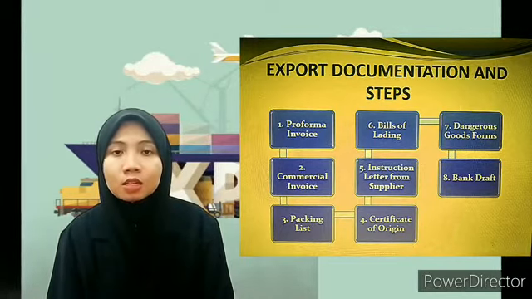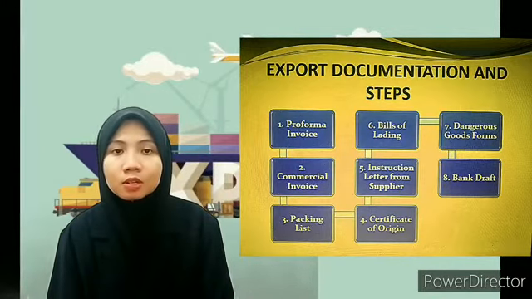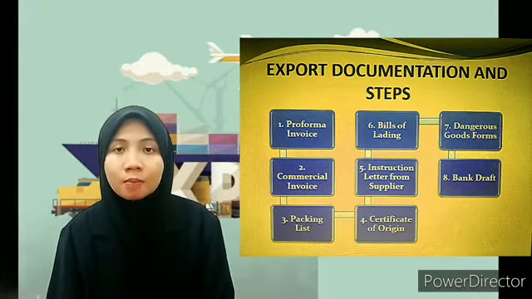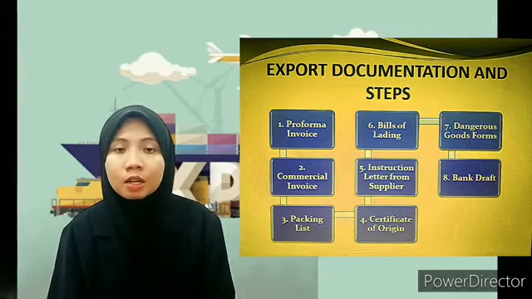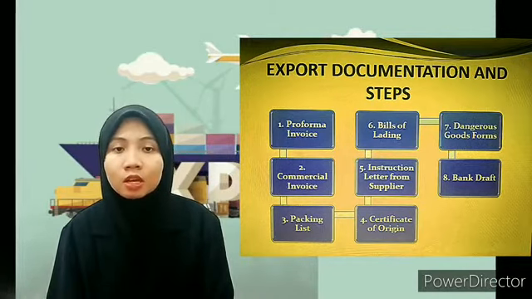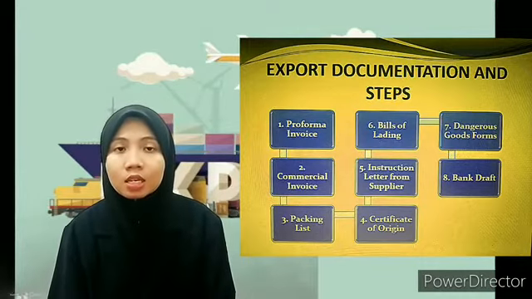Fifth is instruction letter from the shipper. The standard shipper's instruction letter provides the freight forwarder with transport and documentation instruction, but usually does not provide detailed line item level product detail that would allow the forwarder to file via the automated export system, which is AES.